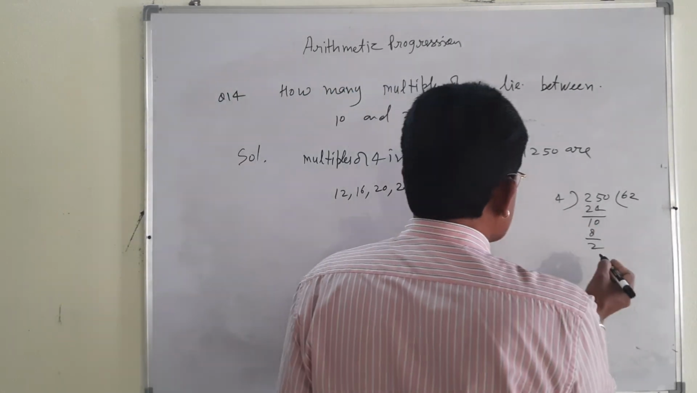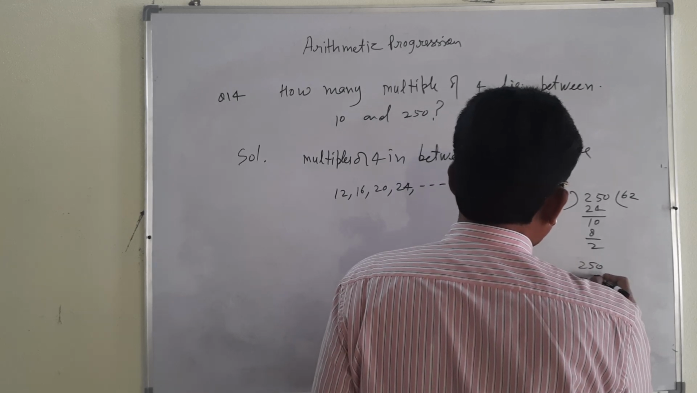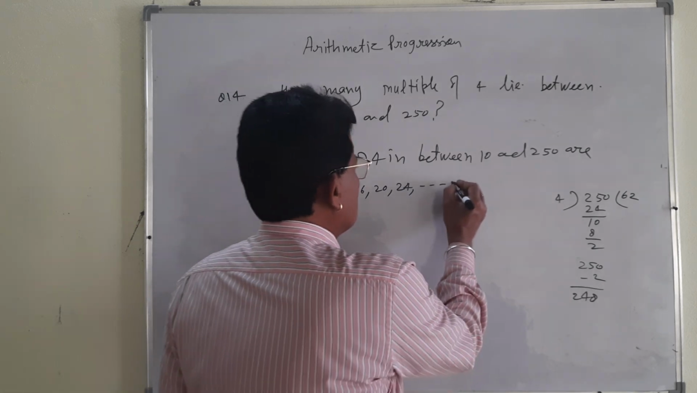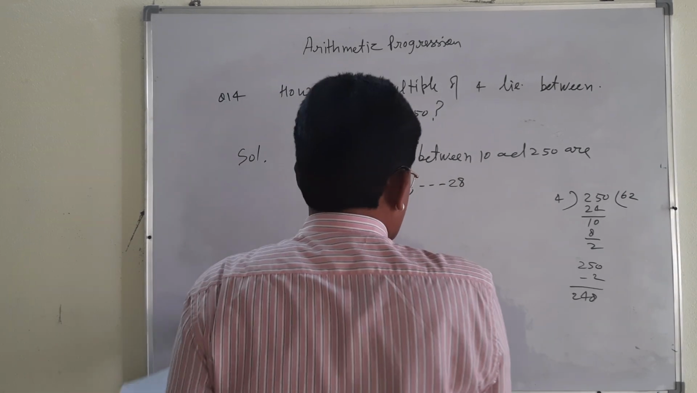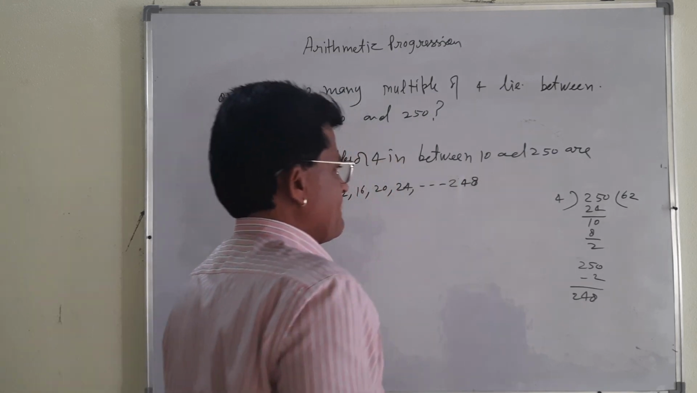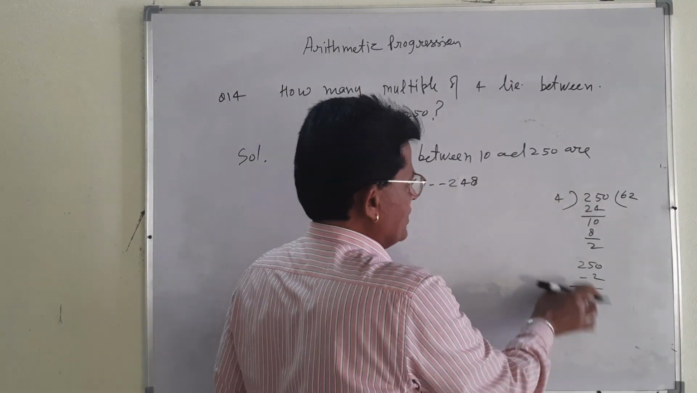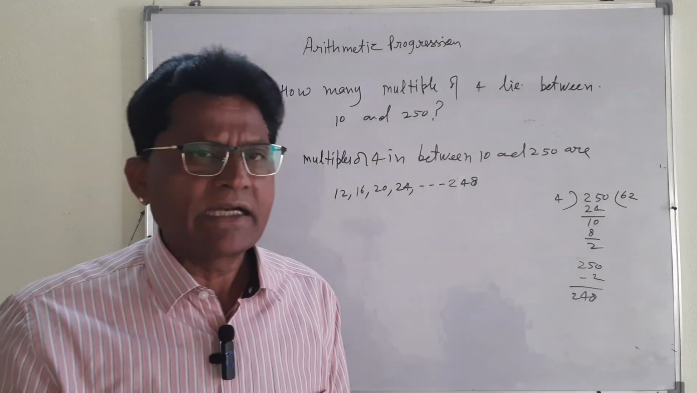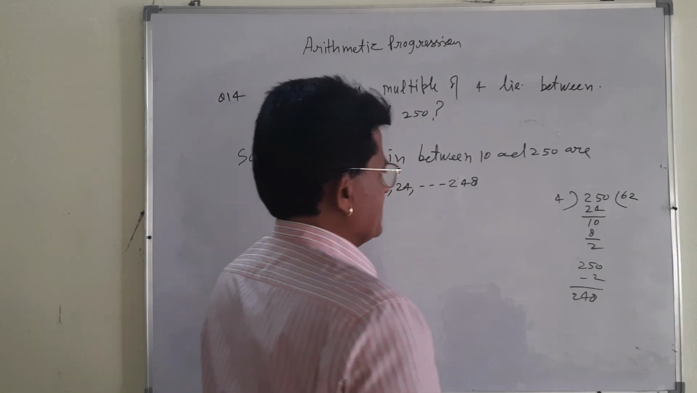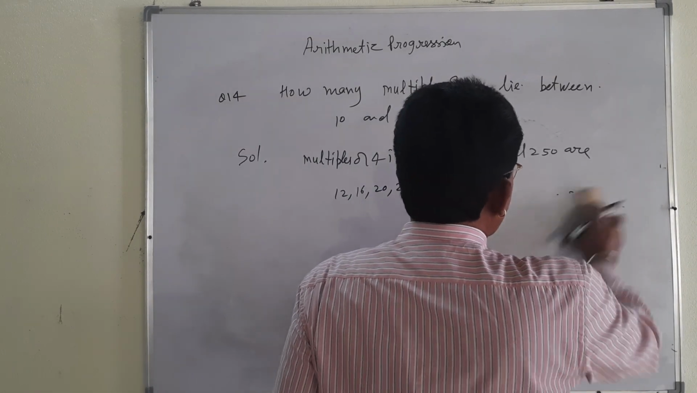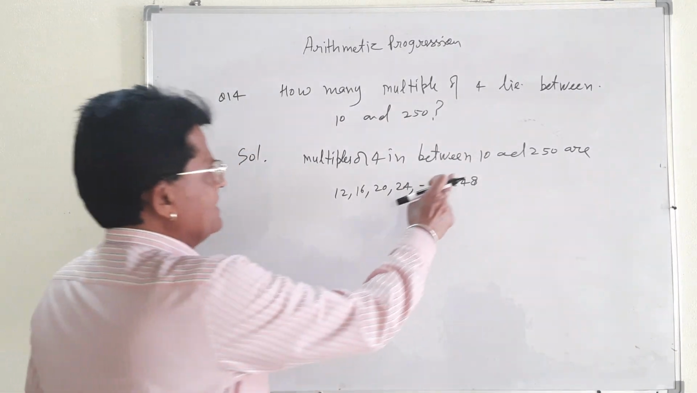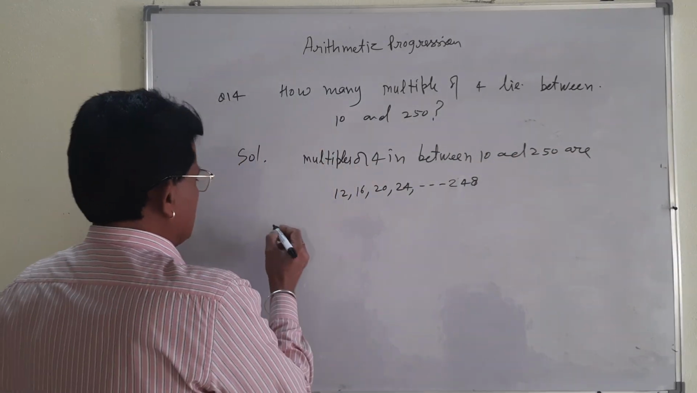That is why, what will be the last multiple? 250 minus 2, that will be 248. Up to 248 you will go. See, divide 250 by 4, and whatever number comes, that will be the multiple. The remainder is 2, so you leave it. Up to here these are the multiples of 4 between 10 and 250.